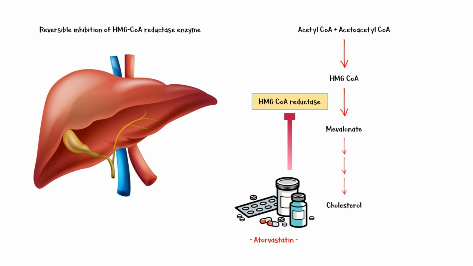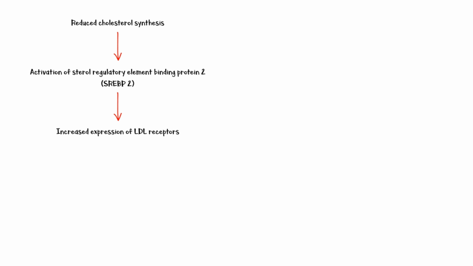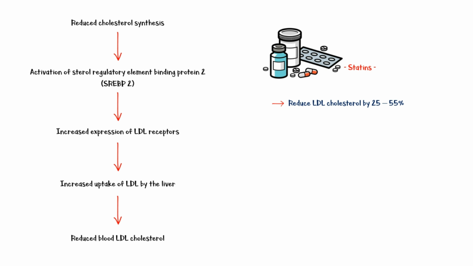Atorvastatin and other statins reversibly inhibit the HMG-CoA reductase enzyme and reduce cholesterol synthesis in the liver. In addition, reduction of cholesterol synthesis will activate a molecule called sterol regulatory element binding protein 2, which diffuses into the hepatocyte nucleus and induces gene transcription to synthesize more LDL receptors. Increased expression of LDL receptors will lead to increased LDL uptake by the liver and reduced blood LDL cholesterol levels. So, in summary, statins will reduce LDL cholesterol by about 25 to 55%, increase HDL cholesterol by about 5%, and reduce triglyceride levels by about 10 to 35%.